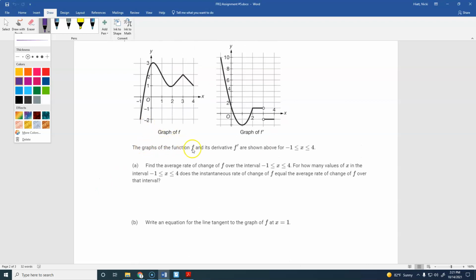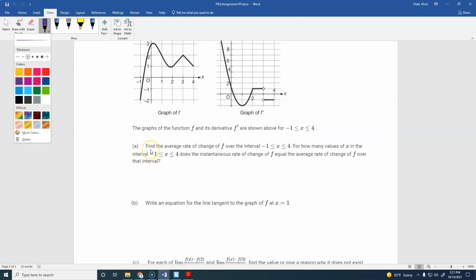So the graph of f and its derivative are shown for -1 to 4. This first function's f. The second one is f prime. Part A says to find the average rate of change of f over the interval -1 to 4. For how many values of x in the interval -1 to 4 does instantaneous change equal the average rate of change over that interval? So let's take it a piece at a time.